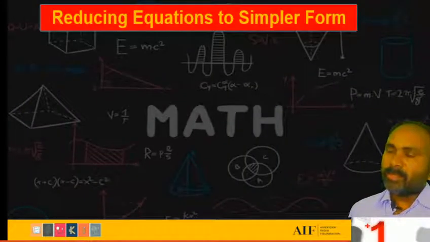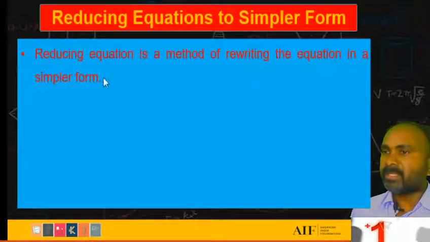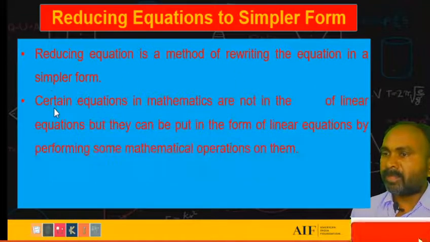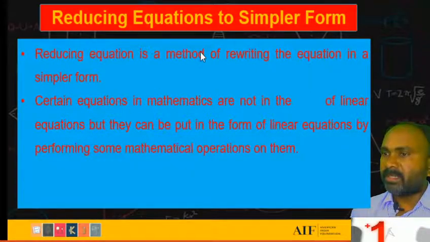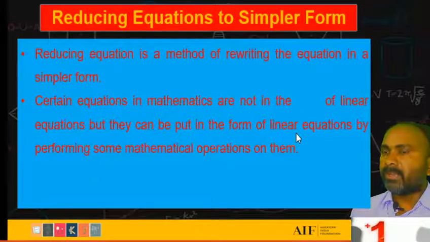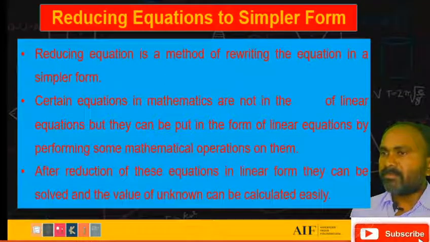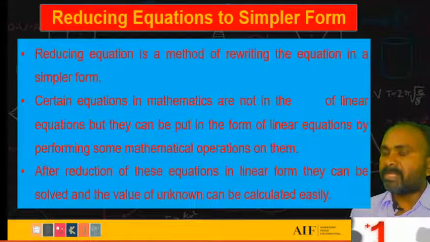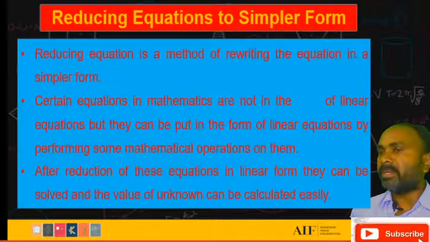Reducing equations to simpler form. Reducing an equation is a method for rewriting the equation in a simpler form. Certain equations in mathematics are not in the form of linear equations, but they can be brought into the form of linear equations by performing some mathematical operations on them. After reduction of these equations to linear form, they can be solved and the value of the unknown can be calculated easily.